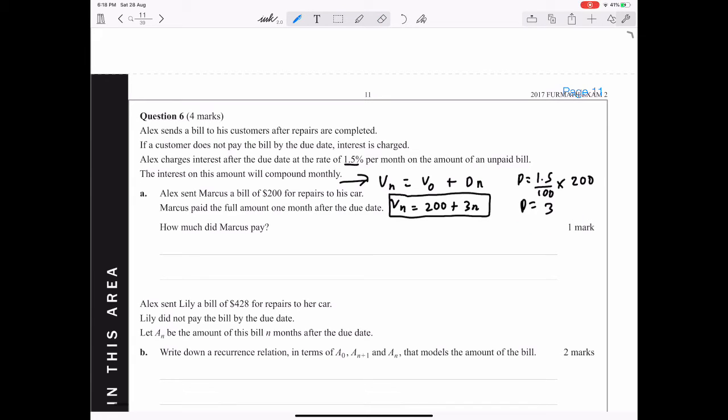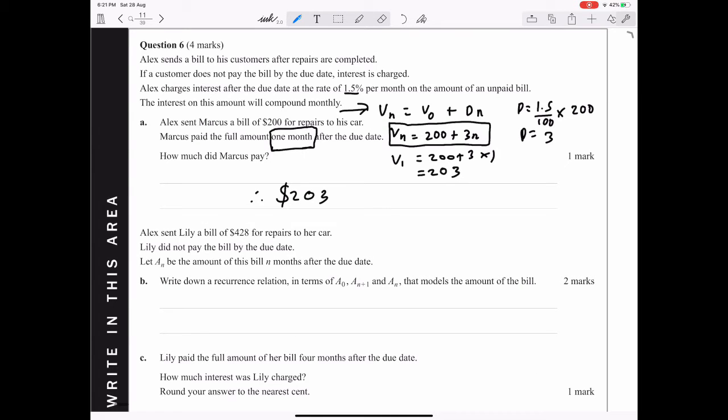So let's go back to A. Alex sends Marcus a bill of $200 for repairs to his car. Marcus paid the full amount 1 month after the due date. How much did Marcus pay? So n represents how many months after the due date. So in this question, we know that Marcus paid the full amount one month after the due date. So 1 month after the due date is V1, so 200 plus 3 times 1. That gives you 203, so therefore Marcus paid $203.